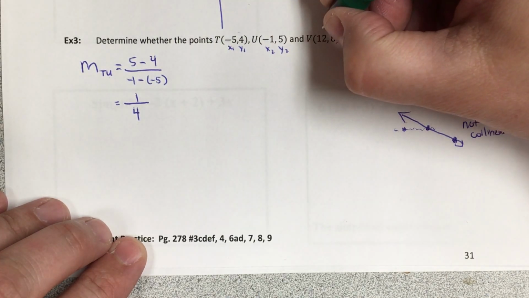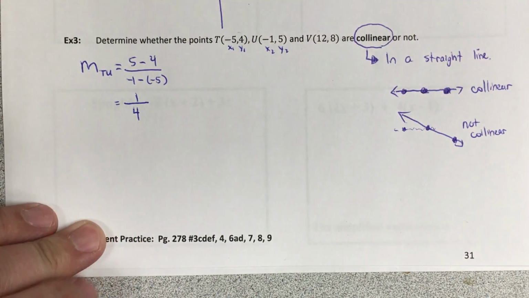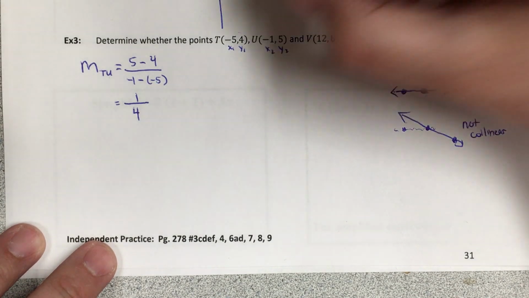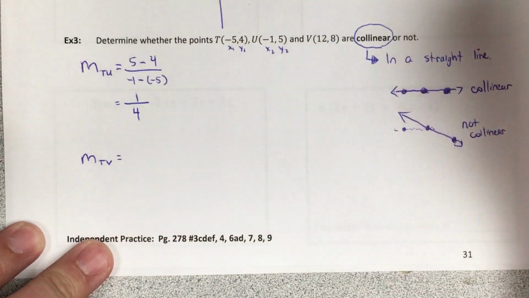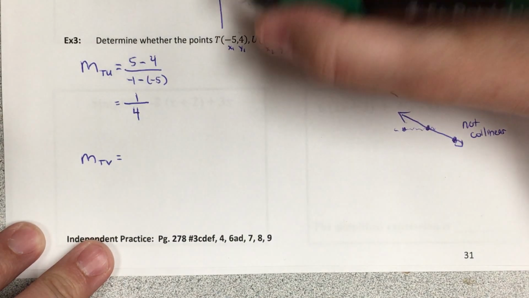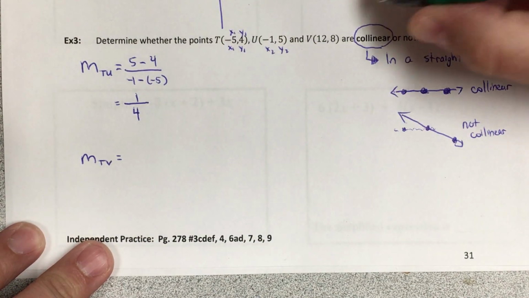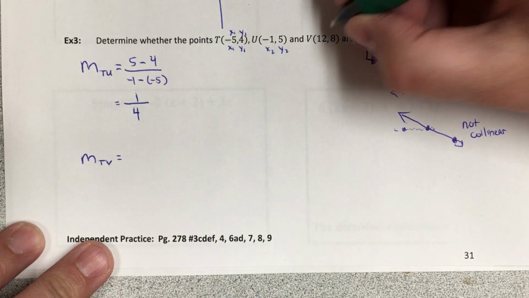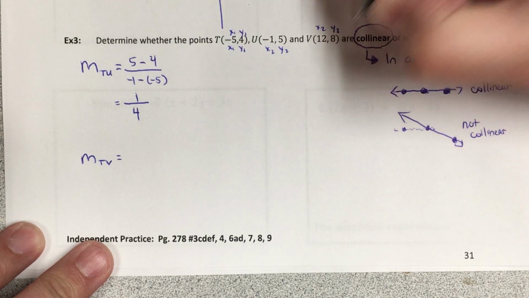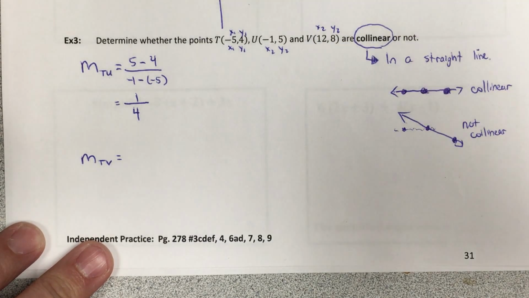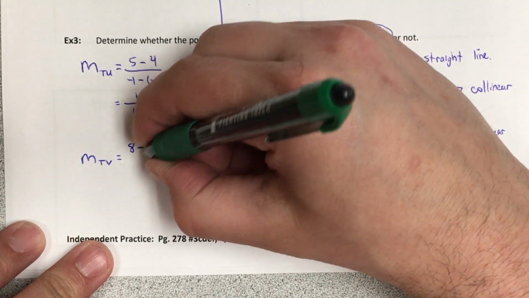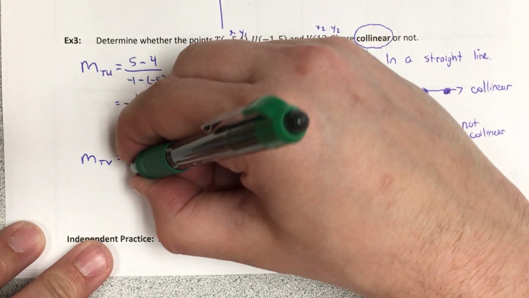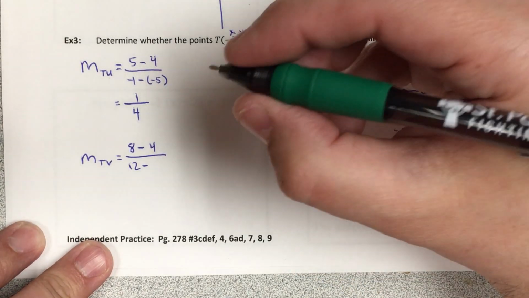I'm going to go to the next point. I'm going to choose to do TV but it really doesn't matter. You can do whatever you want. So m between t and v. So slope between t and v. So I'll have the same x1, y1, but my x2, y2 are now going to be off the point v. So I'm going to substitute into the formula. So I'm going to have 8 minus 4 over 12 minus negative 5.